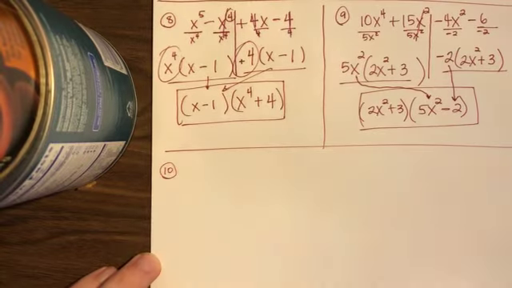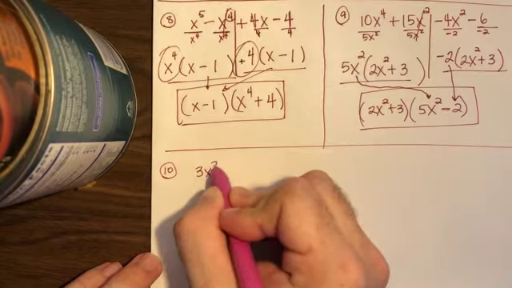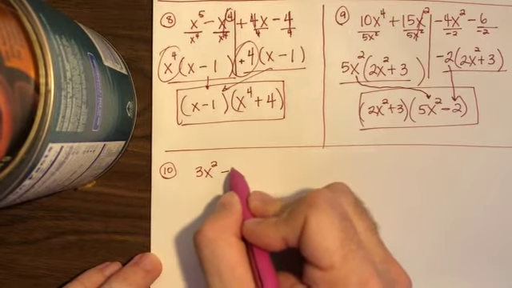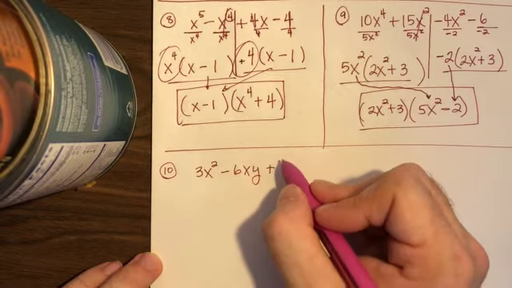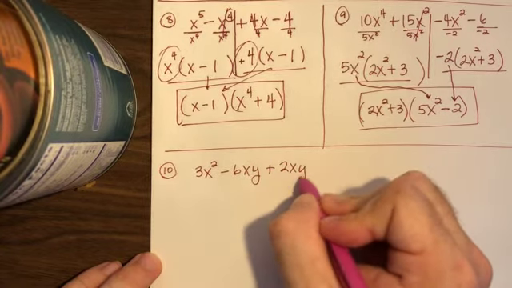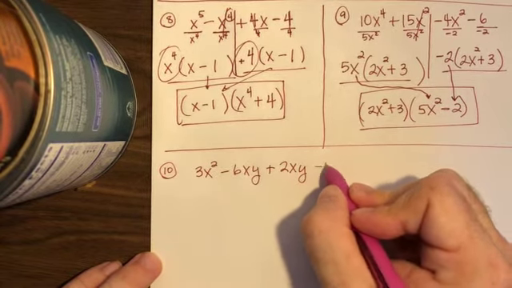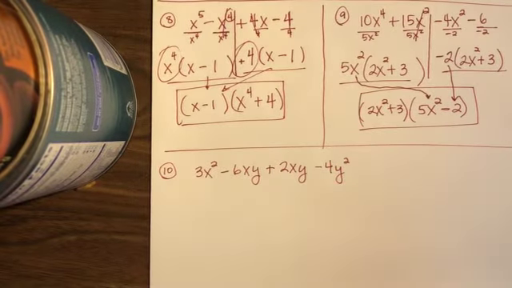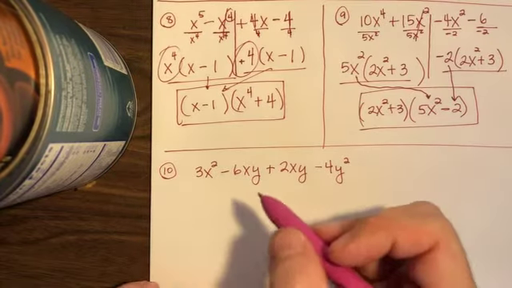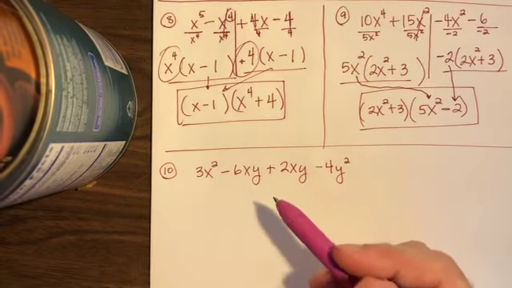Number 10. Is it the last one? Yes, it is. 3x squared minus 6xy plus 2xy minus 4y squared. Except for that one time where I screwed up. I'm not doing so bad with pen, right? Eh? Not too bad. Just patting myself on the back.